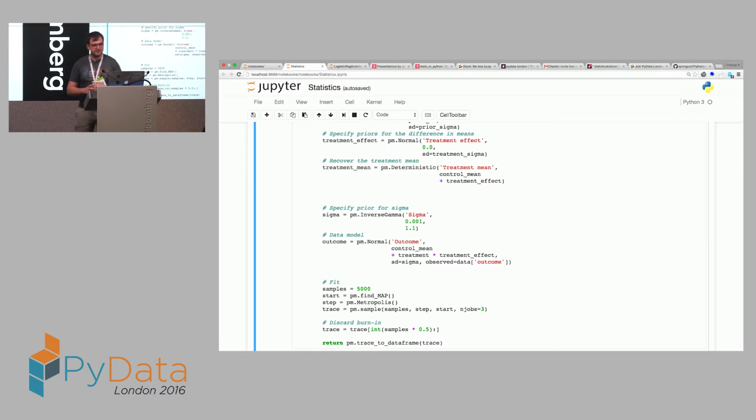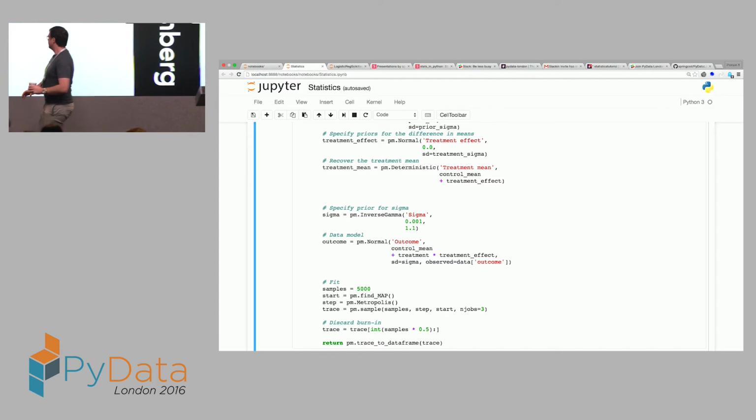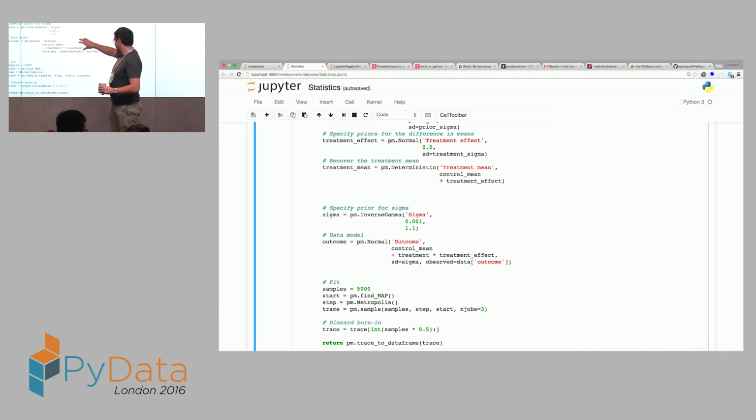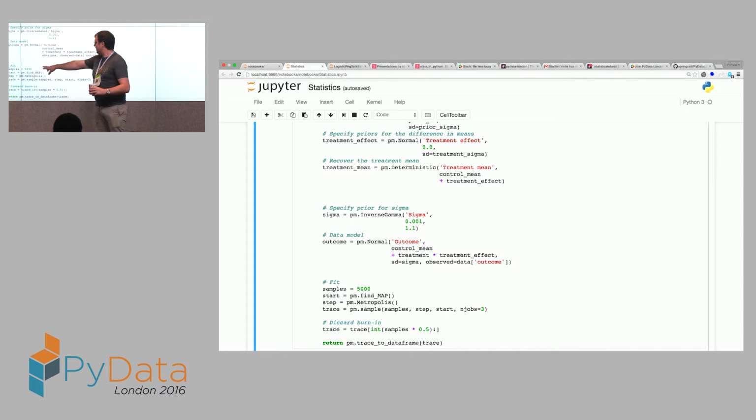The other thing that you have is the outcome, and your outcome here is the thing that you're actually going to simulate. This is really your likelihood. Here in PyMC3, you have to specify your number of samples. You have to use something called the maximum a posteriori algorithm. This is to find the starting point, because it's very important where you start this simulation. I use Metropolis, which is a standard algorithm. And then you just get your trace.